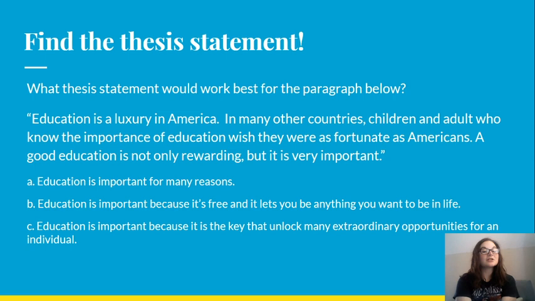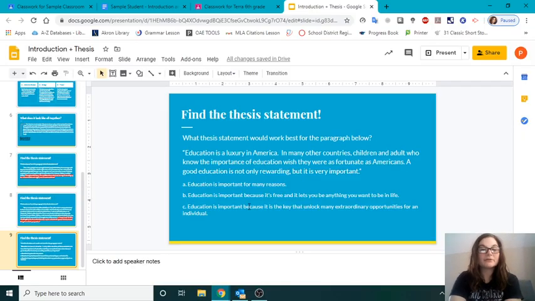So A, education is important for many reasons. B, education is important because it's free and it lets you be anything you want to be. Or C, education is important because it is the key that unlocks many extraordinary opportunities for an individual. Think of it, it's definitely going to go at the end of this paragraph. We've already covered that. But which one of these options has the most detail and talks about some of the things that were mentioned in these previous three sentences up here? So A, B, or C.